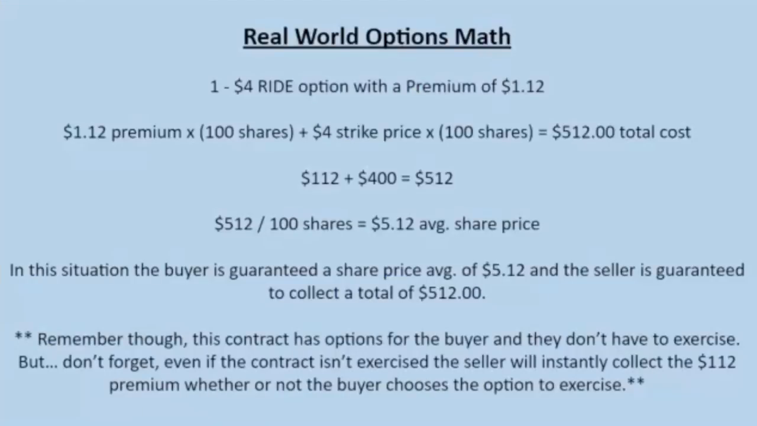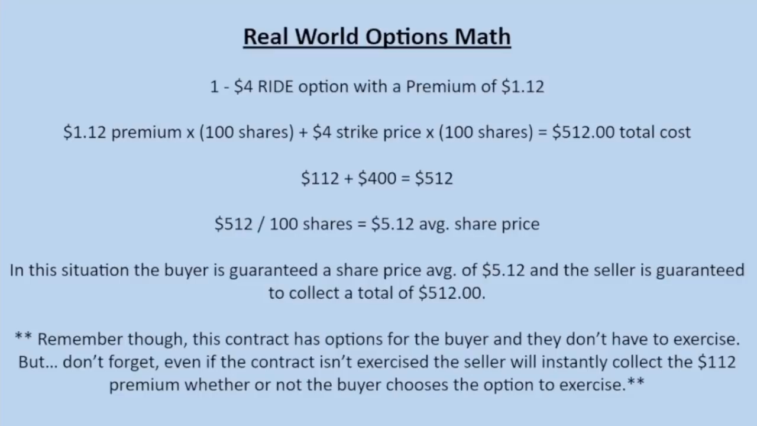And let's do a little, I've already been doing it for you guys, but I'm going to show it on the screen. So maybe if the wording hasn't worked, the math out front will do it for you. The $4 ride option with a premium of $1.12. That's what we were looking at on that slide before. So we're just calculating for one ride option in this scenario. We're going to take that $1.12 premium times 100 shares. That will become our actual premium, plus our $4 strike price times 100 shares. And that's going to give us the total cost of $512 on an exercised contract.